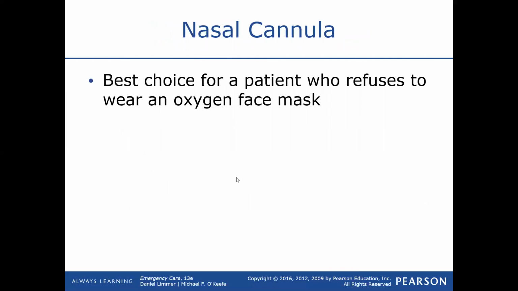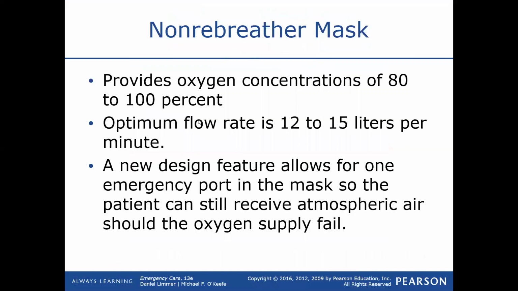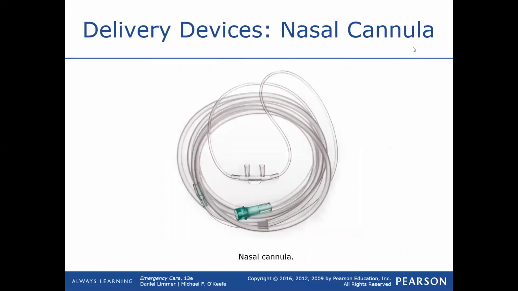Okay. And then we have our nasal cannulas. Best choice for a patient who refuses to wear an oxygen face mask. So if a patient refuses the non-rebreather, some people can think that this is kind of restrictive and suffocating. So we want to go to a cannula then. It doesn't provide as much concentration of oxygen, but it's supplementing. It's better than nothing. Okay, and this is a nasal cannula here.